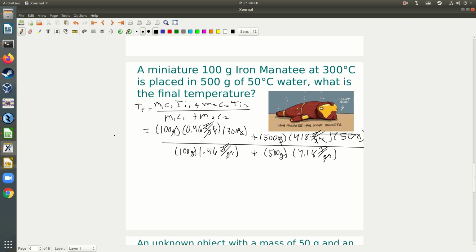Now, I get out my calculator, and I put it into my calculator. So 100 times 0.46 times 300. And then we'll add my 500 times 4.18 times 50. And then I divide that by 100 times 0.46 plus 500 times 4.18, close my parentheses, and I get 55.4 degrees Celsius.